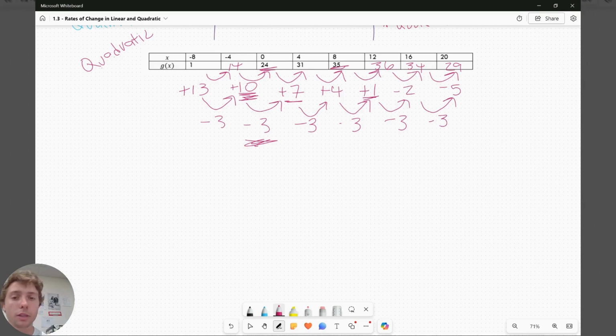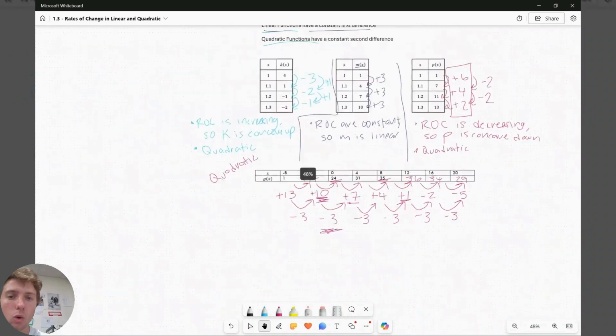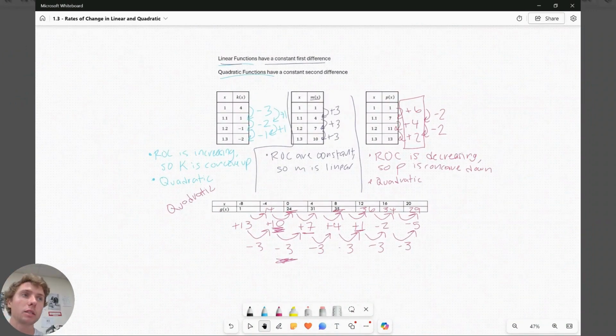That is all for this lesson. Again, this is 1.3, the difference between quadratic and linear rates of change.